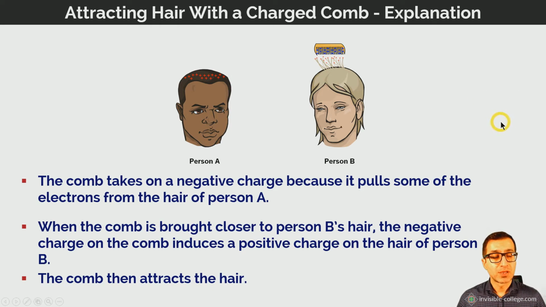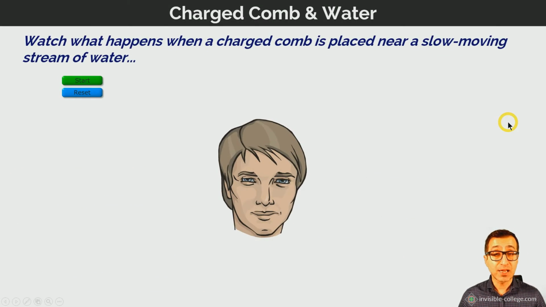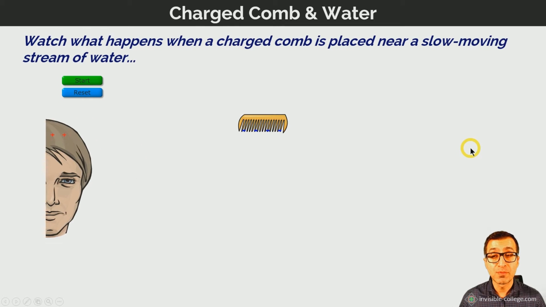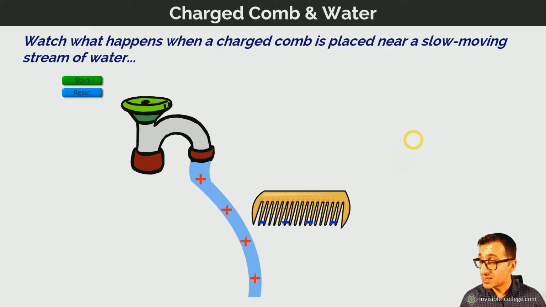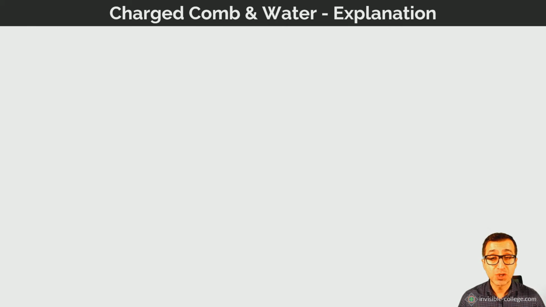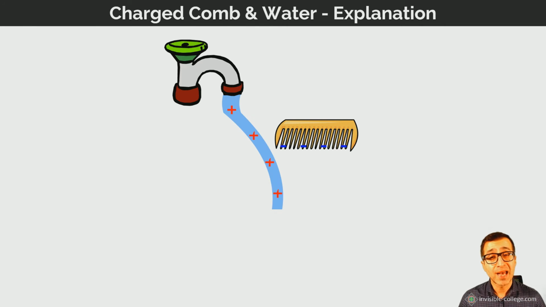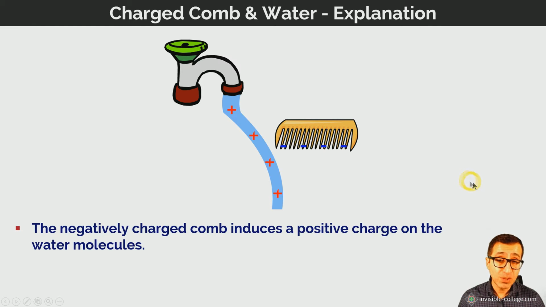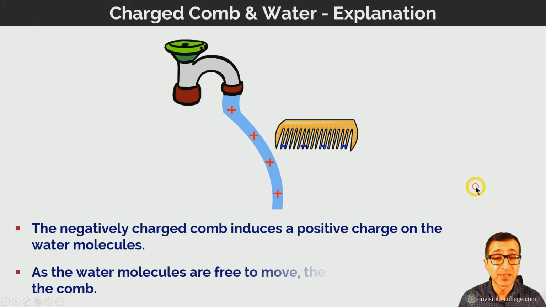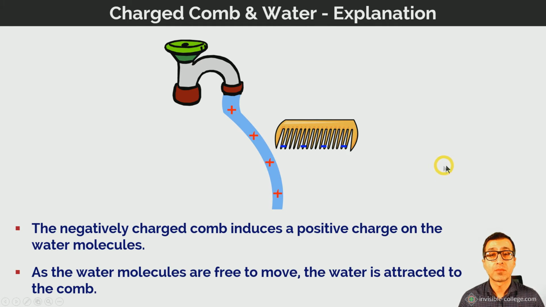Another really interesting phenomenon that you probably will either have seen already or your teacher will demonstrate for you is this: if you take a charged object, such as our charged comb, and put it near a thin stream of water coming from a tap, you'll see that the stream of water will actually bend towards the charged comb. The reason for this is that water is made up of molecules which are polar. They have a slightly positive end and a slightly negative end. And so the negatively charged comb induces positive charge on this end of the stream of water molecules. As the water molecules are free to move, the water is then attracted to the comb along this side.